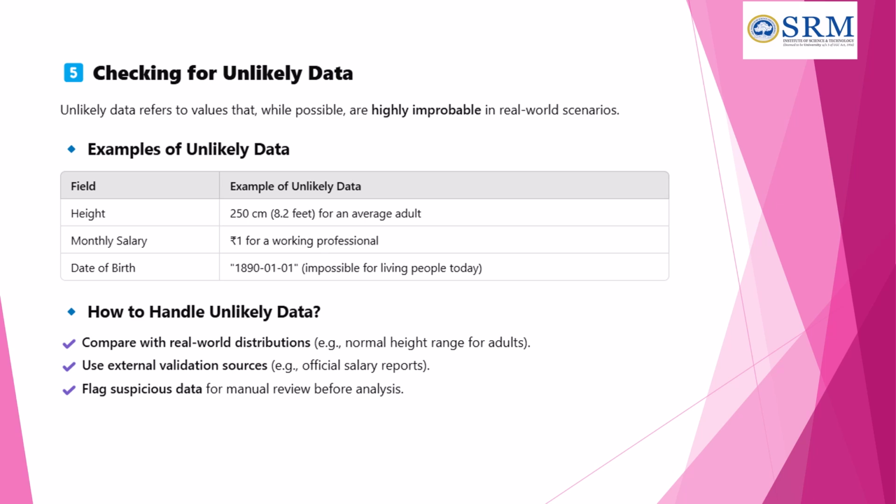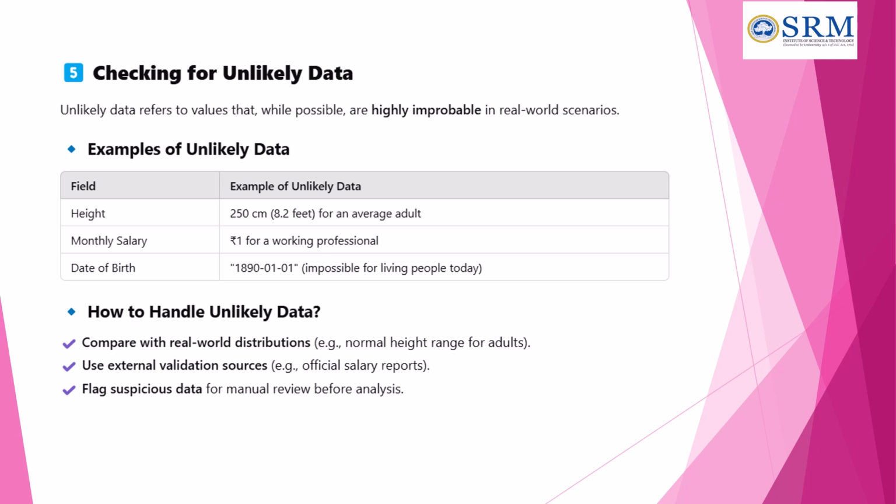Unrealistic data refers to values that could be possible but are very rare or unrealistic in real life. For example, a height of 250 cm, over 8 feet, for an average adult is highly unusual, or a monthly salary of just rupees 1 for a working professional doesn't make sense. Similarly, a date of birth like 1890 is very unlikely for someone alive today.